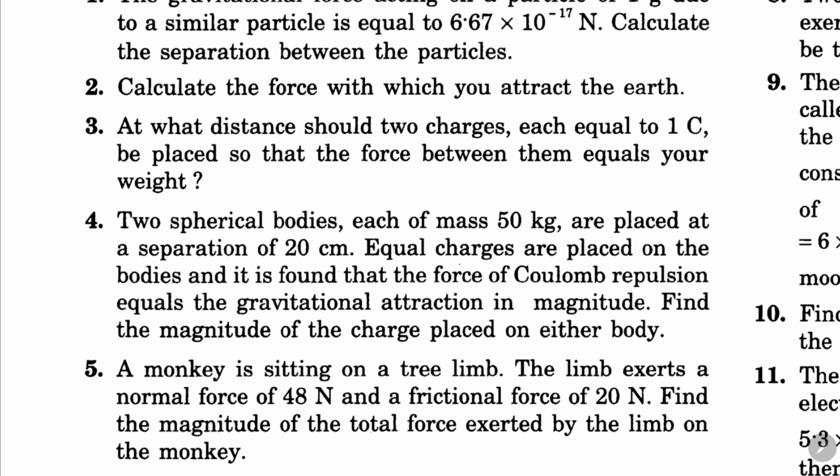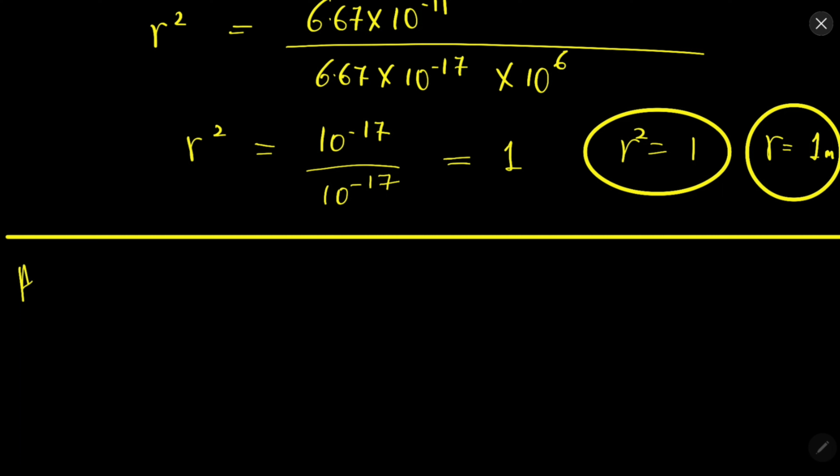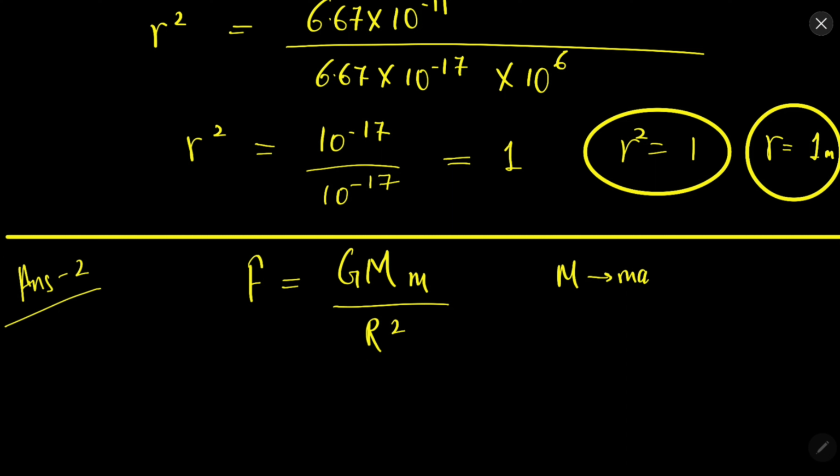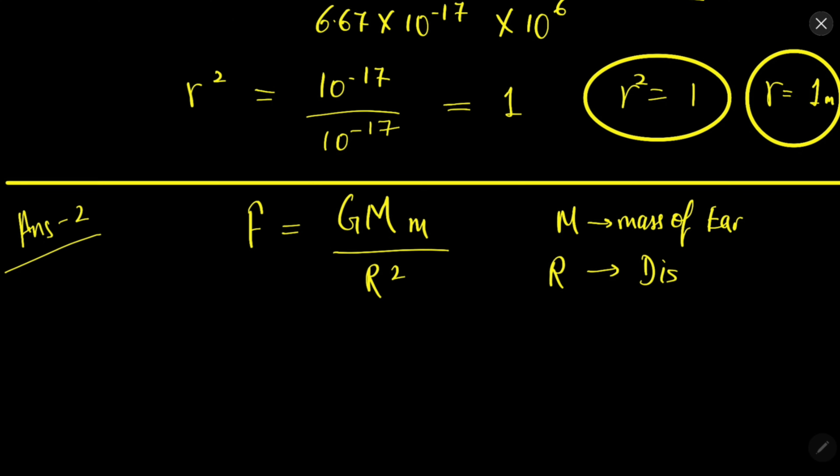Now in the second question we have to calculate the force with which you attract the earth. So the force of gravity between you and the earth. Question number 2: what is the force between the man and the earth? So the basic formula is this, where capital M is the mass of earth, and R is the distance between earth and the object.